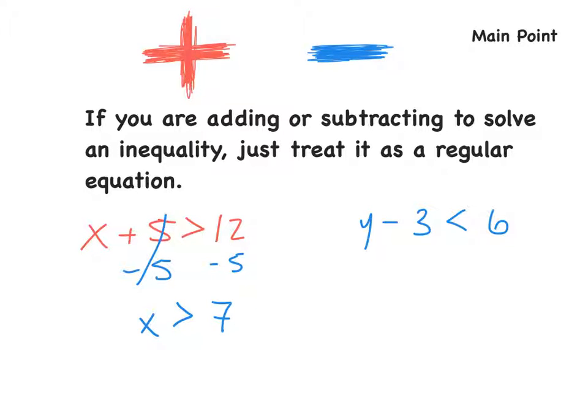Now off to the right, we have y minus 3 is less than 6. So what's the opposite of minus 3? The opposite of minus 3 is plus 3. So add 3 to both sides. So y is less than 9. Pretty simple, just solve it as a regular equation.